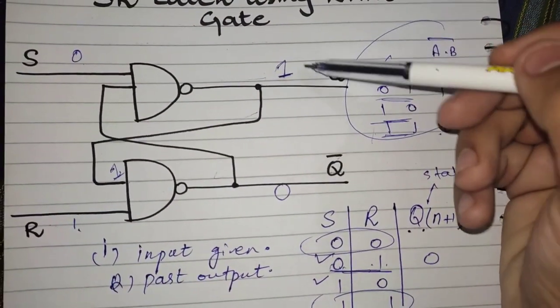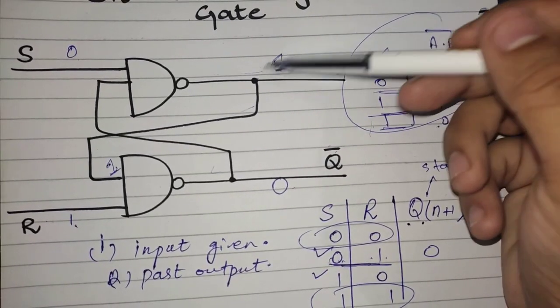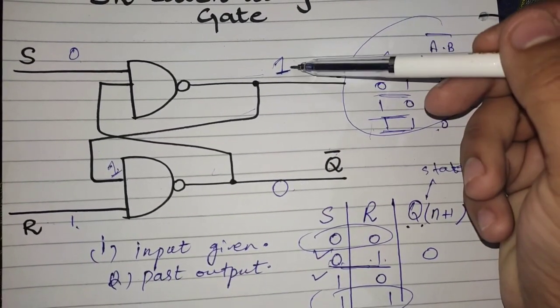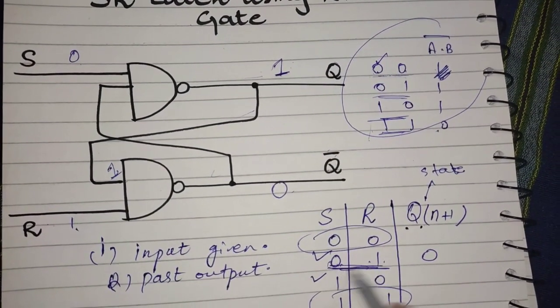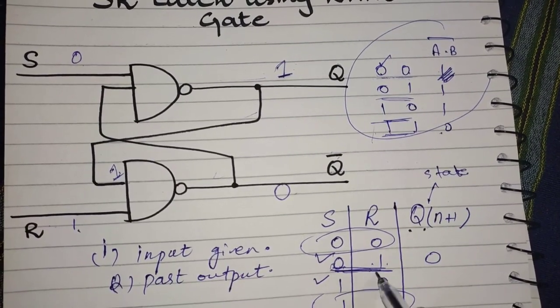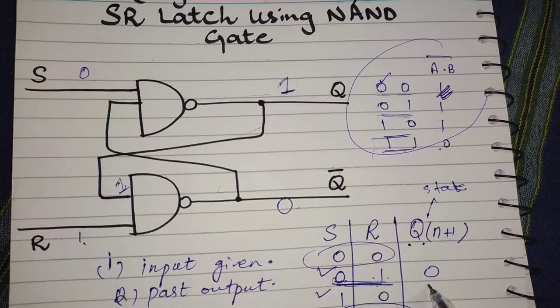You can see the value of Q is 1 and the value of Q complement is 0. It is clear from the equation that the complement of 1 is always 0. So the state is proved for the SR latch: if the value of S is 0 and R is 1, the output is as shown, in the SR latch using the NAND gate.